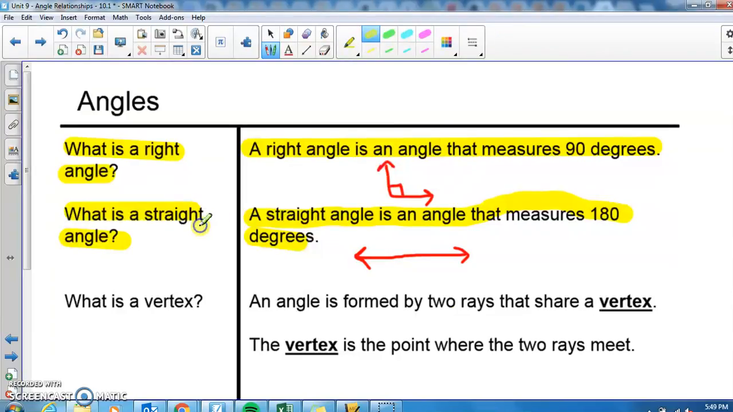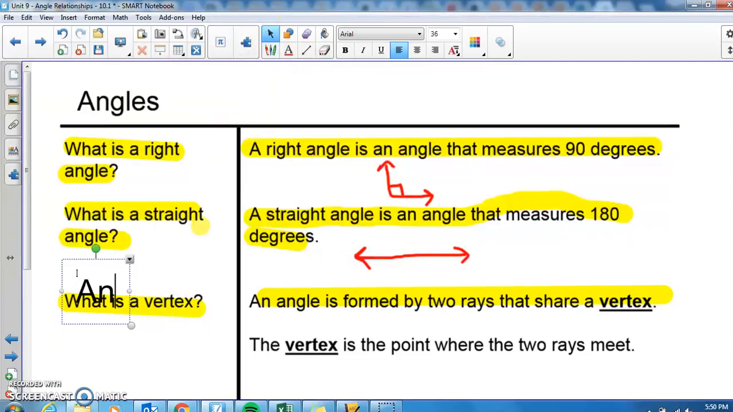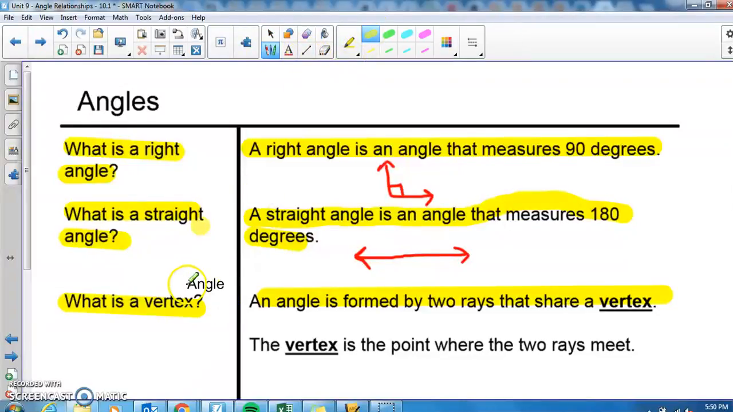All right, my vertex. What is a vertex? I'm sorry. This part right here goes to the word angle. So this first definition is for angle. And let me go ahead and highlight that for you. So angle goes with this. An angle is formed by two rays that share a vertex. And hopefully from elementary school, you recall what a ray is, a line segment, a point.